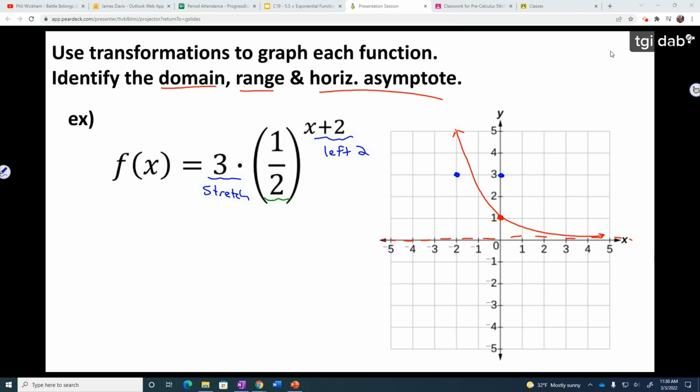But we didn't move the asymptote. Even though we stretched it, we didn't move the asymptote. So we're still going to go all the way down to the asymptote down there.